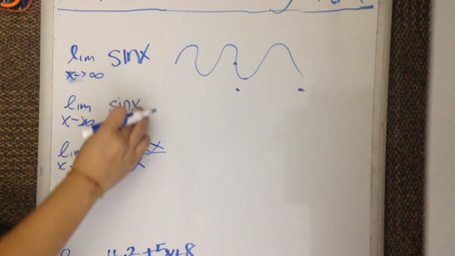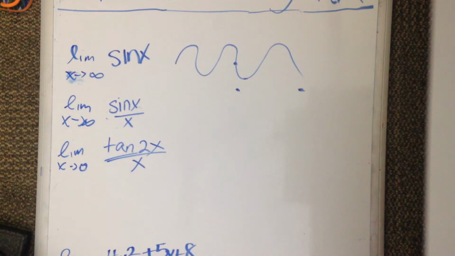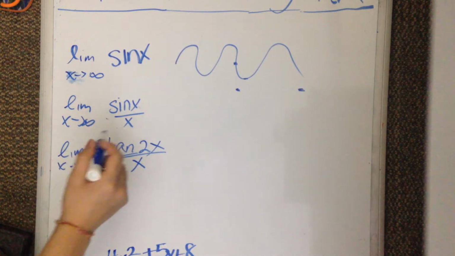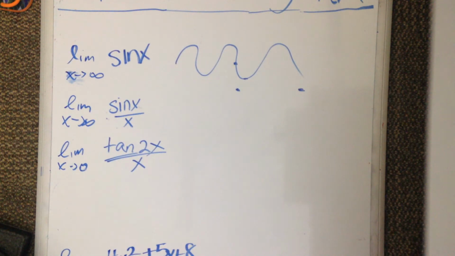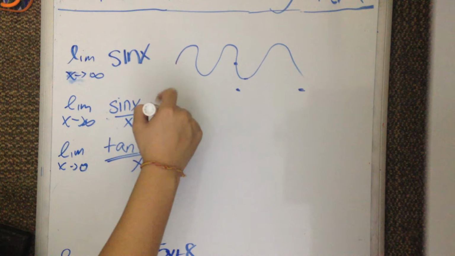Okay, sine of x over x. We'd think it's the same thing, but now it's x over infinity. Sine of x basically acts like either negative 1 or 1 or something in between as x approaches infinity. And x gets bigger and bigger and bigger, a huge number. But sine of x doesn't get bigger.